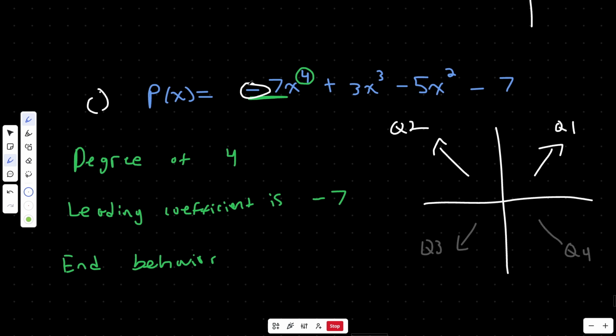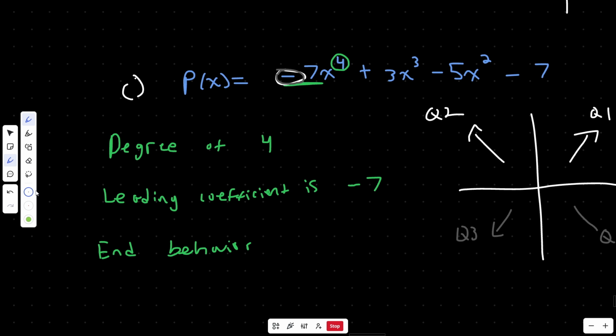Everything gets flipped. Because of this negative right here, we're going to be flipping our end behavior, and we're actually going to be going from quadrant 3 to quadrant 4. So you can say end behavior is quadrant 3 to quadrant 4. Yeah, this negative flips our end behavior.